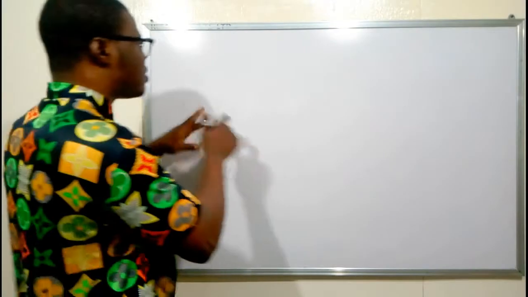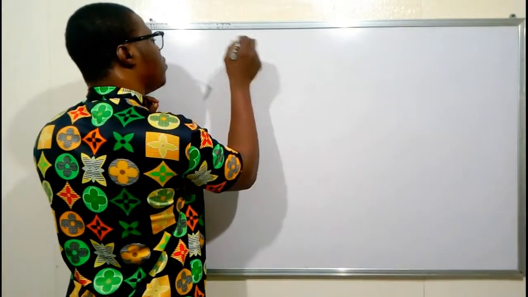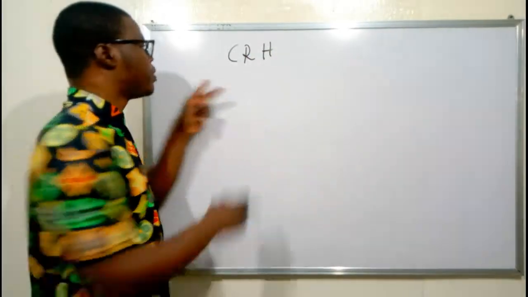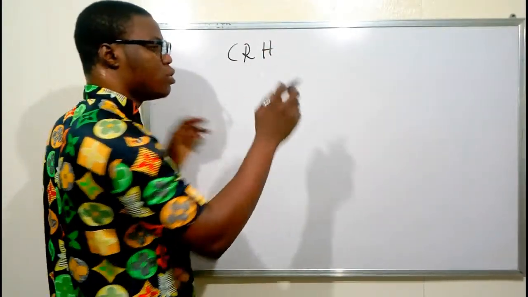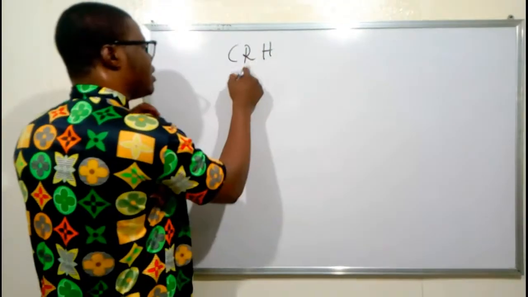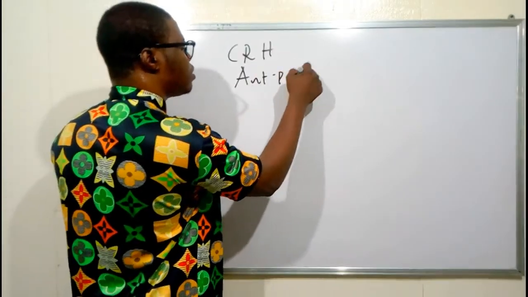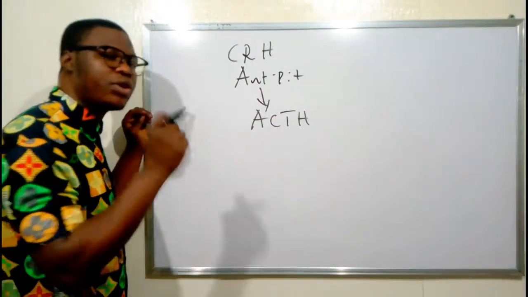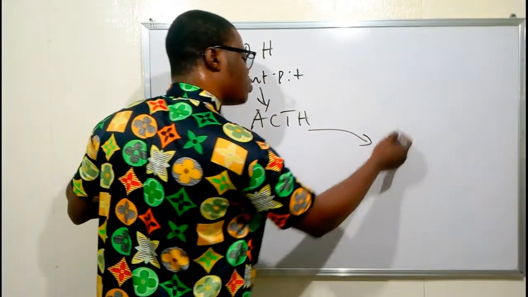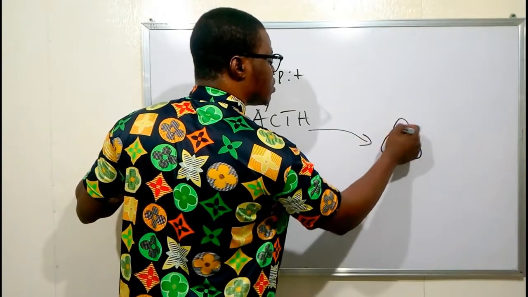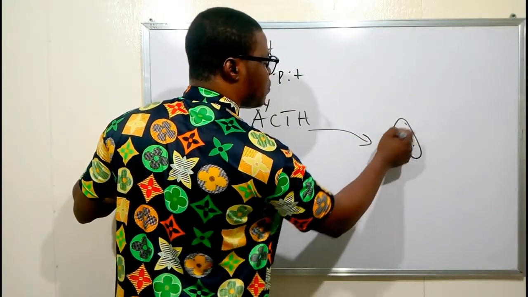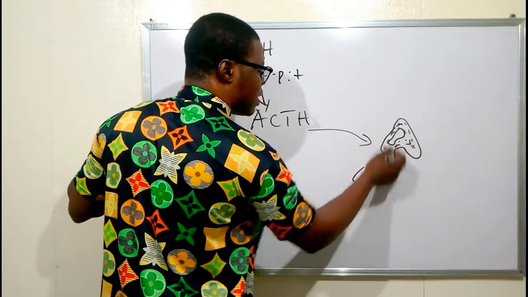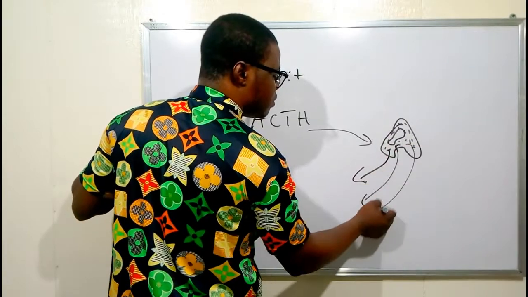Now, let's talk about the oversecretion of corticotropin releasing hormone. We all know that corticotropin releasing hormone is going to act on the what? On the anterior pituitary, and the anterior pituitary is going to secrete adrenocorticotropic hormone. And our adrenocorticotropic hormone is going to act on where? It's going to act on the adrenal cortex, so the outer part of the adrenal gland is the adrenal cortex. And when it acts on the adrenal cortex, it is going to secrete majorly three things.